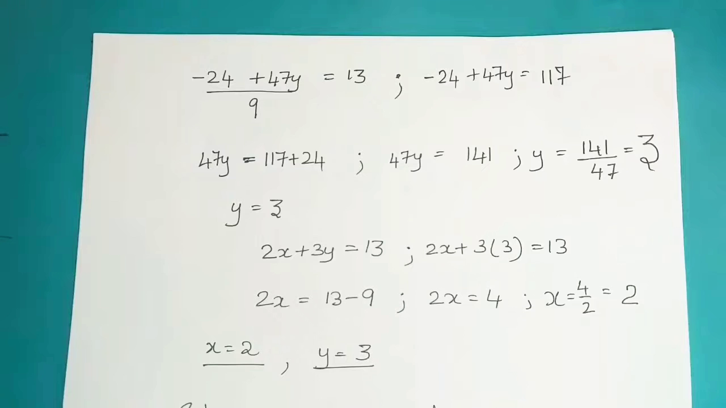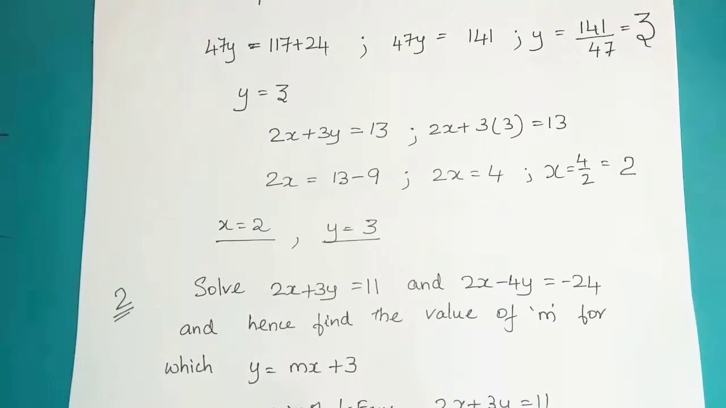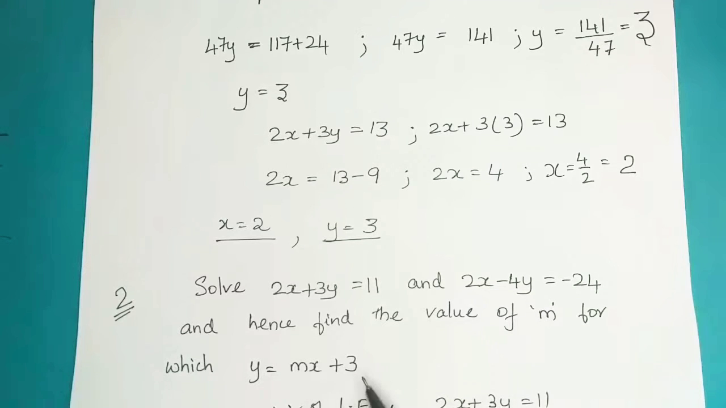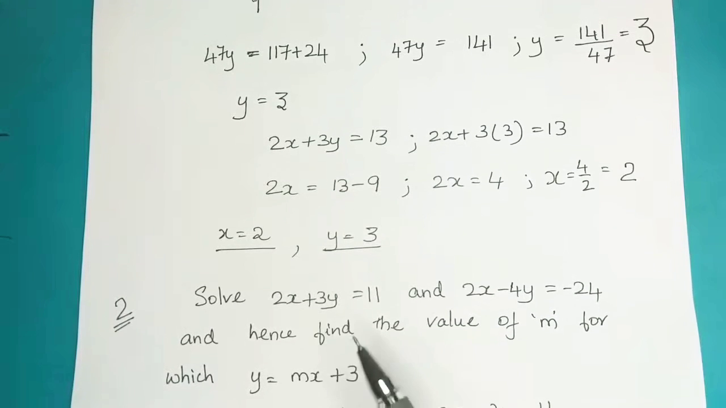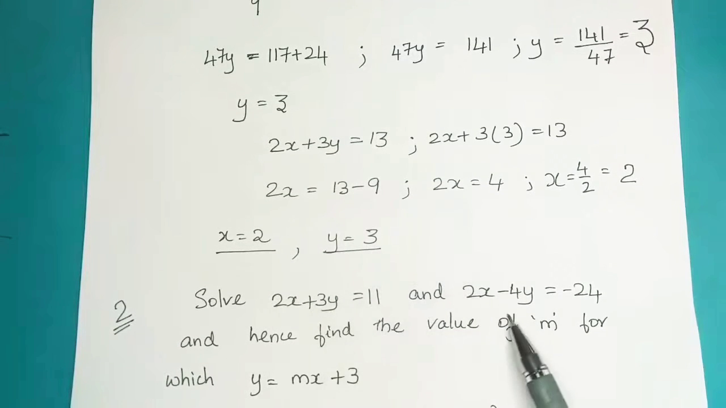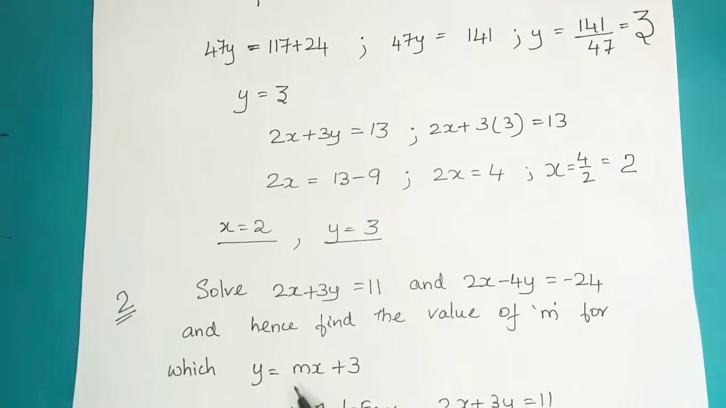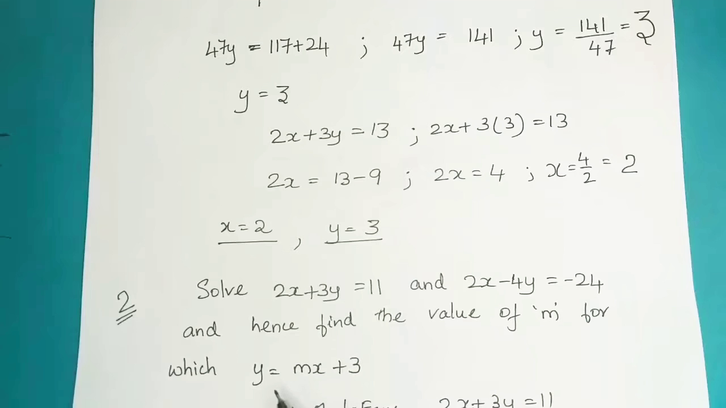Let us solve the next problem here. The second problem here is: solve 2x plus 3y is equal to 11 and 2x minus 4y is equal to 24, and hence find the value of m for which y is equal to mx plus 3. So we have been given two linear equations here. We are going to solve these two equations and get the value of x and y. Then we are going to substitute the values of y and x in this equation, and finally we will get the value of m. Let us see how to do this.